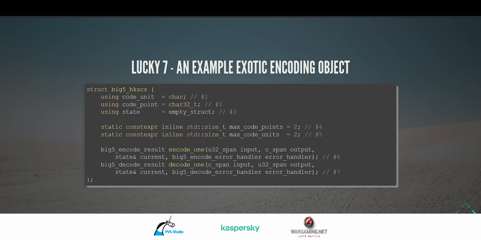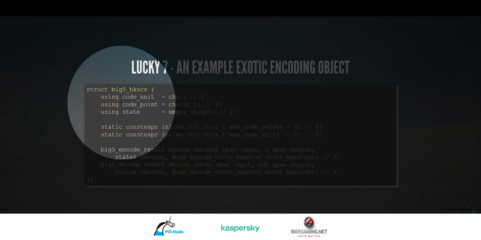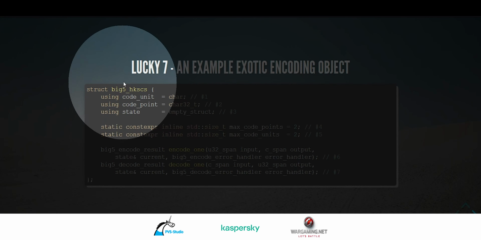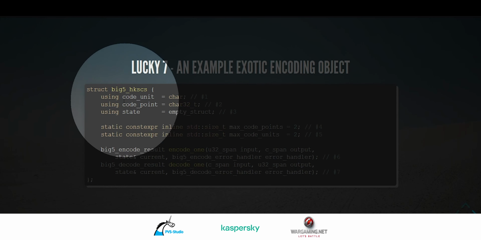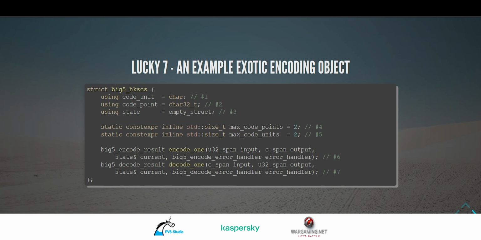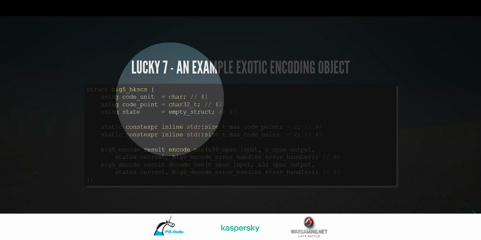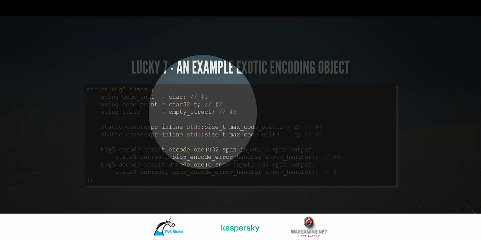To continue on that, one of the other things that is important here is that you can also capture more exotic encoding objects, right? So here we have a Big5 Hong Kong supplementary character set, right? And this is one of the encodings that is used in Taiwan and related places. There is a code unit type, which is just our char. There's a code point type, which is just char32_t, right? So it takes in sequences of char and it outputs sequences of char32_t, and the state is just the empty struct still, so that's fine.